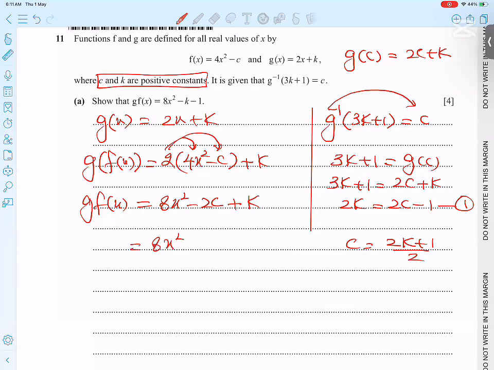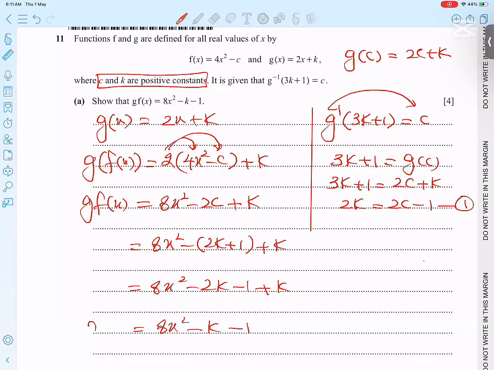Or rather than doing this, I have an easy way. What is the easy way? Is the 2C same or not same? Yes, same. So K goes there. So I got a 2K. This 2C value is 2K plus 1. So I'm replacing here 2K plus 1 in the place of C. So just simplify it and get the answer. And finally, I got 8x to power 2 minus K minus 1. So G f of x. Proved.